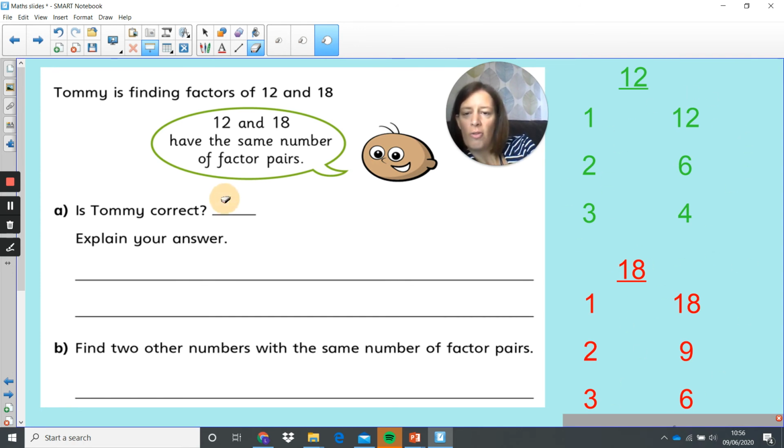So is Tommy correct? Yes, he is. They both have the same number of factor pairs. Look, I've proved it there at the side. And your little challenge, can you find two other numbers with the same number of factor pairs? Quite a few different choices there, so see how you get on with that.